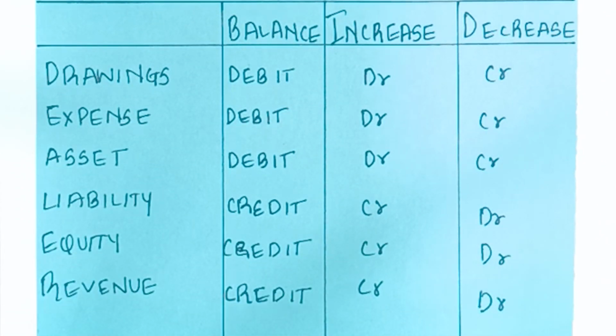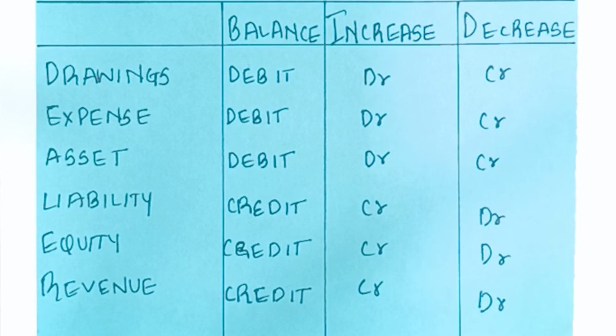Now you should know that drawings always have a debit balance. Expenses have a debit balance and assets have a debit balance. So whenever drawings, expenses or assets increase, they will be debited, and whenever they decrease, they will be credited. For liabilities, equity and revenue, we have to remember that they have credit balances. Whenever they increase, they will be credited, but whenever they decrease, they will be debited.